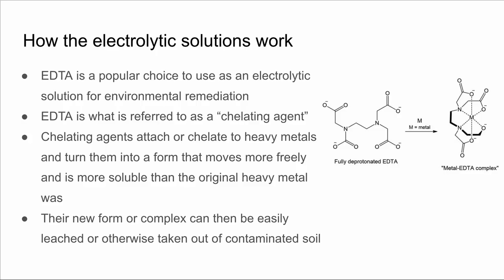Lastly, we will discuss how the electrolytic solutions work, specifically how the most popular solution, EDTA, works. EDTA is a type of chelating agent, and as such, it chelates, which is another word for attaching, to heavy metals and turns them into a form that moves around more freely and is more soluble than the heavy metal is by itself. This process is illustrated in the picture on the right. The heavy metal's new form or complex can then be easily leached or removed using another method out of the soil.